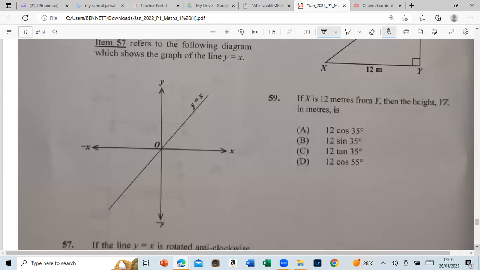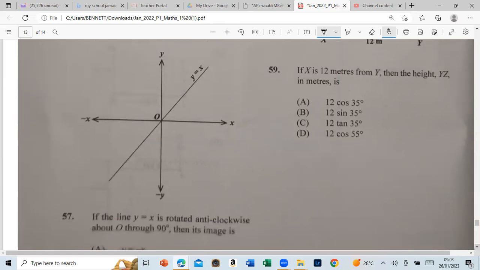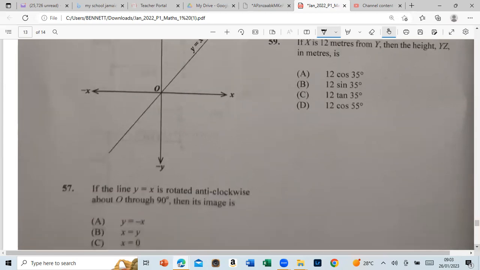Item 57, refer to the following diagram, which shows the graph y equals x. If the line y equals x is rotated anti-clockwise about the origin through 90 degrees, then the image, so basically that's our 45, right? Anti-clockwise, you are going the opposite way, so that's something like this. So it will be y equals negative x. You would have done this with your teacher, it's not hard.